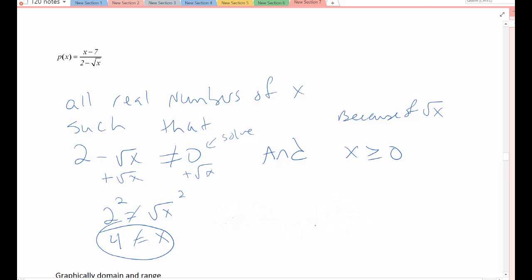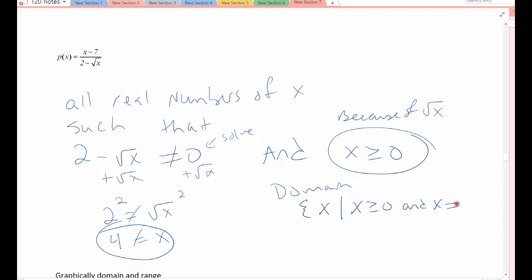Alright, so what's the answer then? Well, there are two parts to it. I have to have all the numbers greater than or equal to 0, which 4 is, but then I also have to throw 4 out. So my domain, using set notation, is the set of every real number x such that x is greater than or equal to 0, and x cannot equal 4. Both of those have to be true. Positive and 0, and not equal to 4.